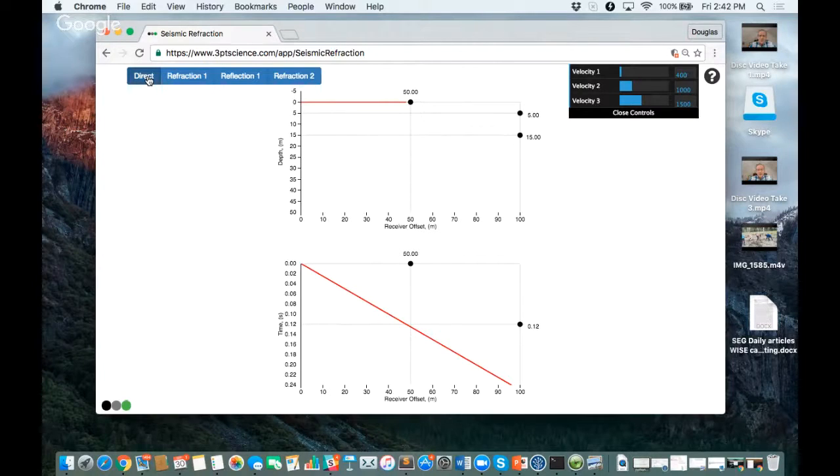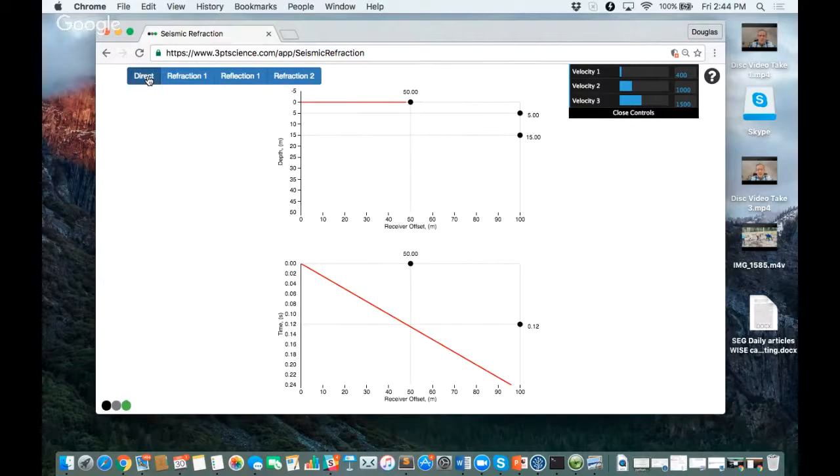This point up here helps connect what's happening here as far as the arrival time at a particular location. So at 50 meters away from the shot, the time that it took to get there is about 0.12 seconds. So you could check that. How would you check that? If I was to ask you, I'm sitting out here at 50 meters, so my distance is 50 meters, and how fast is the energy traveling in here? The velocity of the top layer was 400 meters per second.